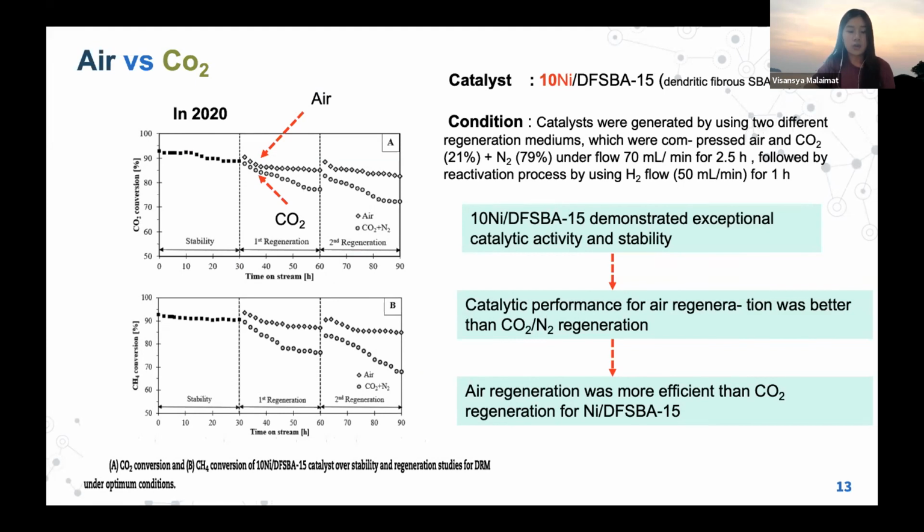For the first cycle, carbon dioxide conversion and methane conversion are 90.61% and 90.44%. After 30 hours of operating time, the results show that the carbon dioxide and air regeneration cycles were totally different, and the catalytic performance of air regeneration was better than carbon dioxide. It proved that carbon meets oxygen in air and forms carbon dioxide, which can remove coke as carbon monoxide. This shows that air regeneration was more efficient than carbon dioxide regeneration for this catalyst.